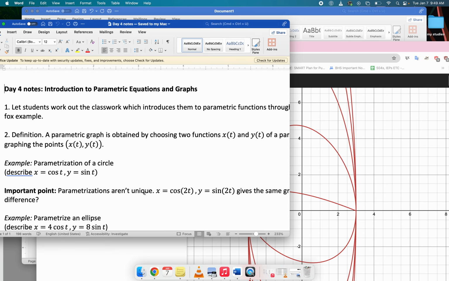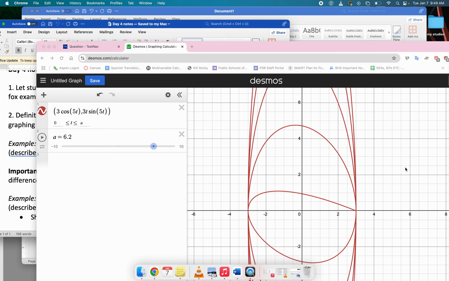I'm just looking at my notes here to make sure I don't forget anything. There's a lot to say. Oh, before I move on. So that's parametric functions on Desmos. Pretty cool. How do you do it on the graphing calculator?